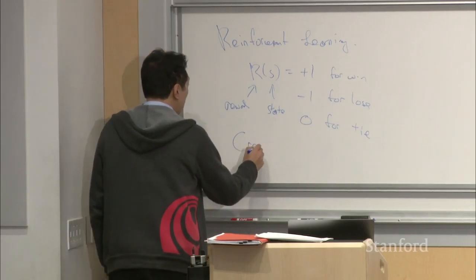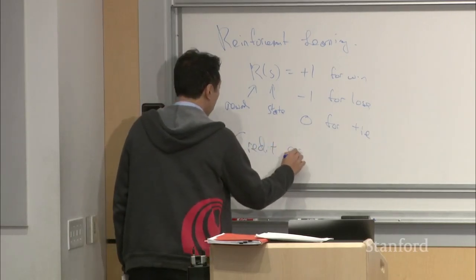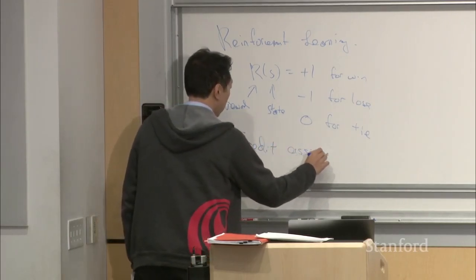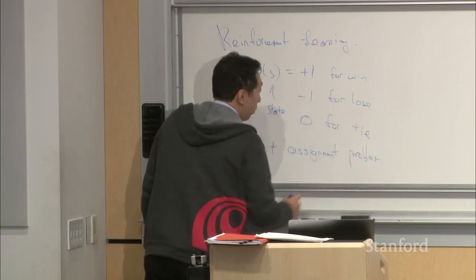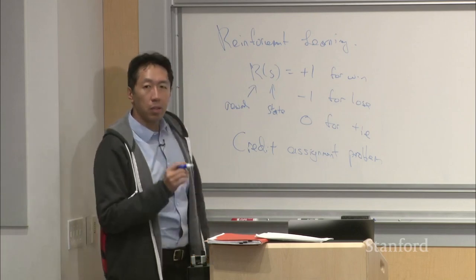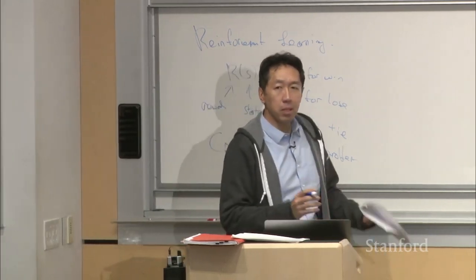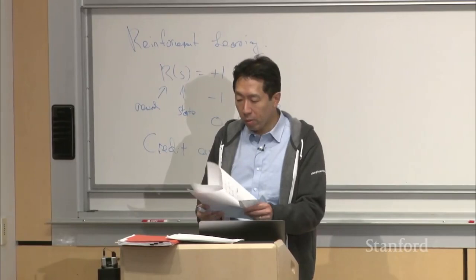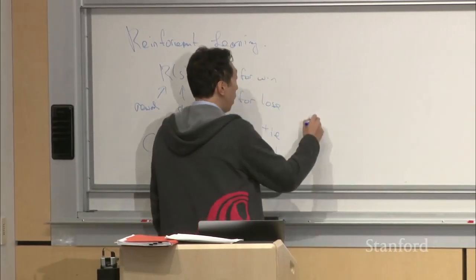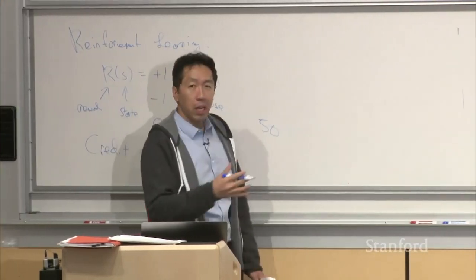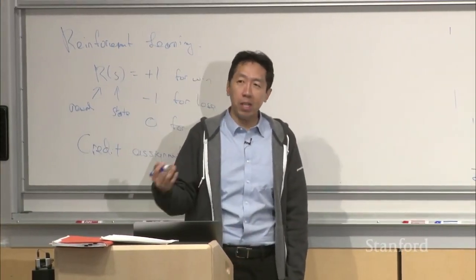And it turns out one of the things that makes reinforcement learning hard is the credit assignment problem. And that means that if your program is playing a game of chess, and let's say it loses on move 50, so it plays a game, and then on move 50, right, it's checkmated.